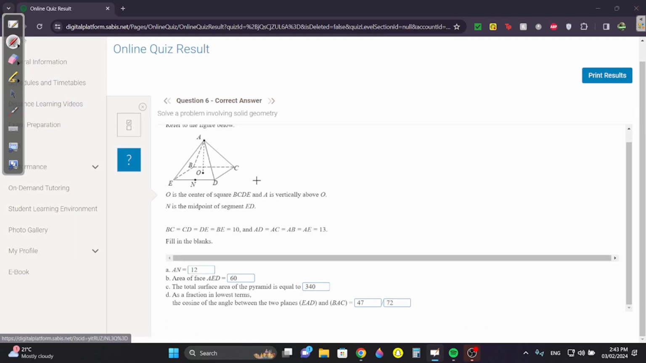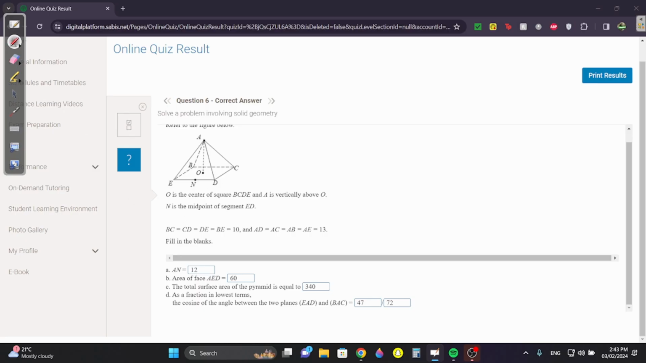Okay, question 6. They gave you a pyramid or tetrahedron or whatever you want to call it. They said BC equals CD equals DE equals BE, so this side equals this side, this side, this side. They're all 10. They said the base is a square. And then they said these heights, these legs, are all equal to each other and they're all 13. Okay, they're asking what is AN?